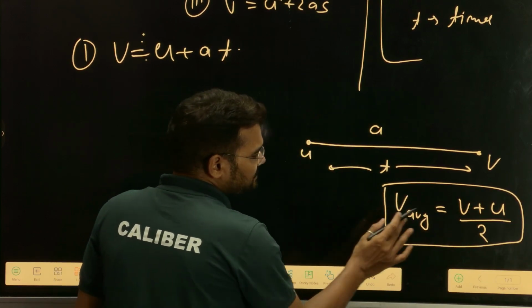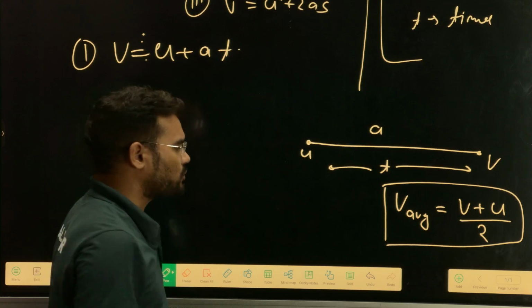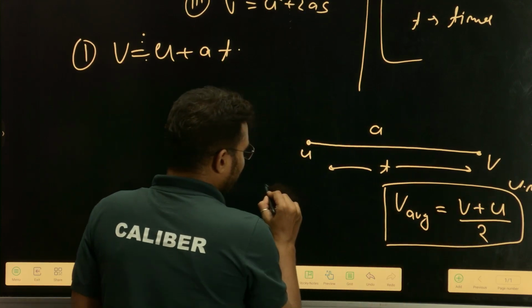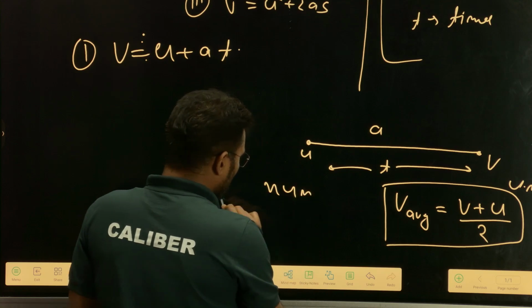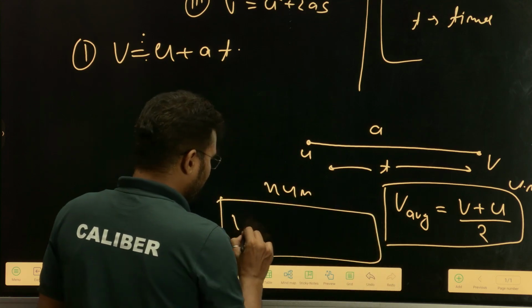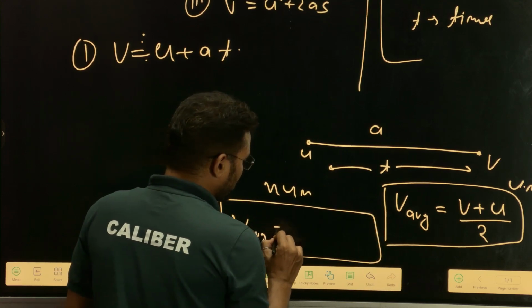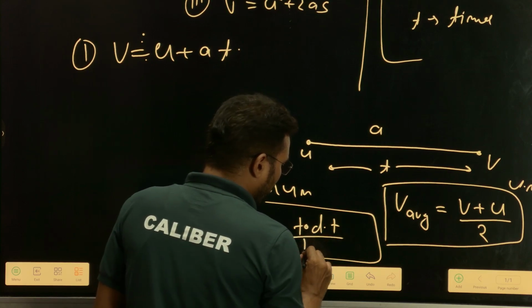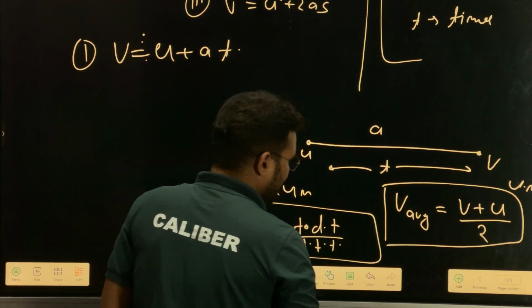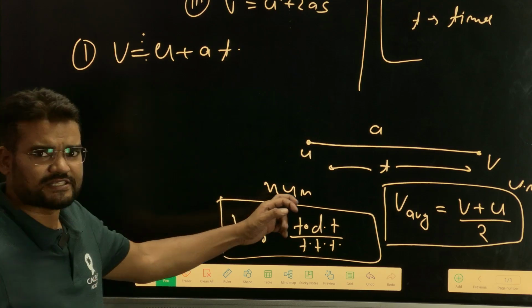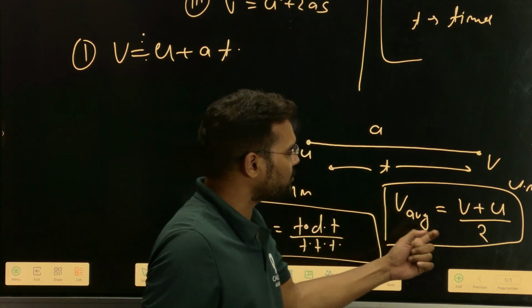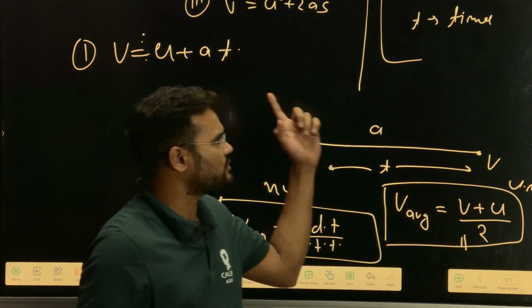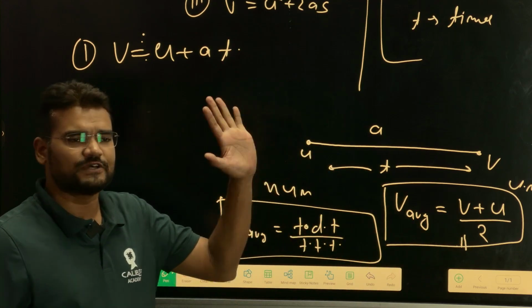And the second concept, V average in non-uniform motion. So this is for uniform motion, and for non-uniform motion we write V average is equal to total distance traveled upon total time taken. Correct? So in these equations, we are going to calculate everything for uniform motion only. So these equations are applied only in the case of uniform motion.